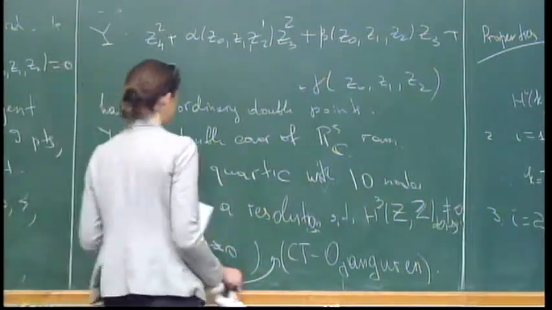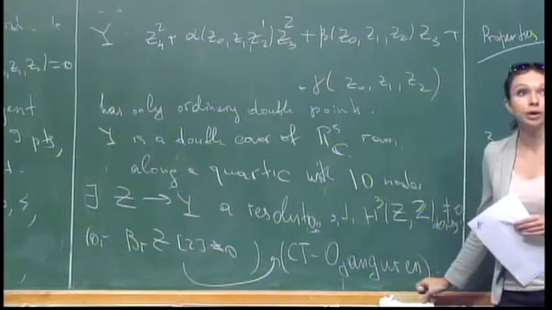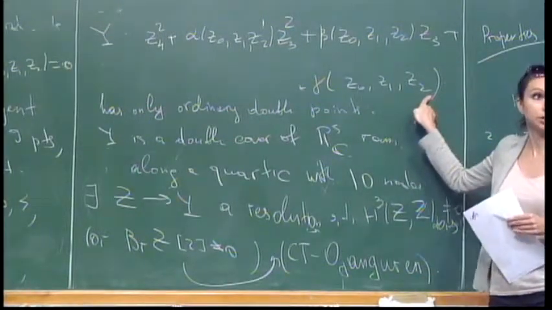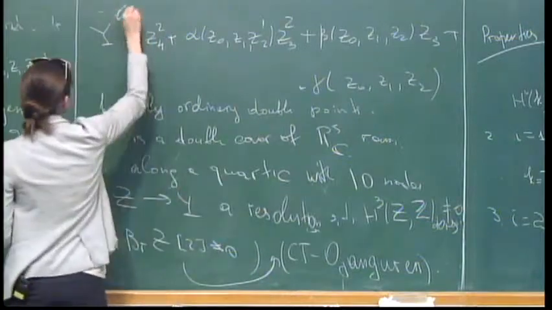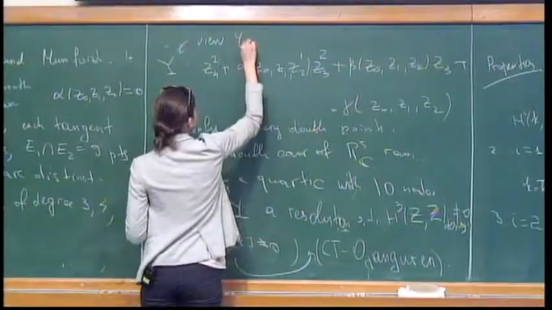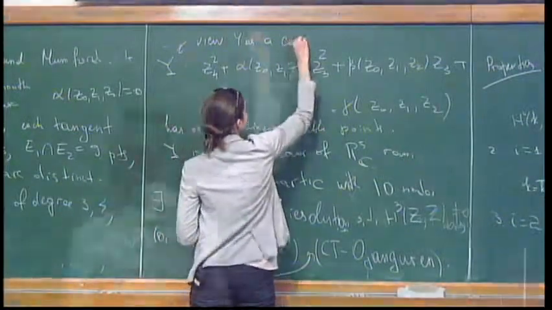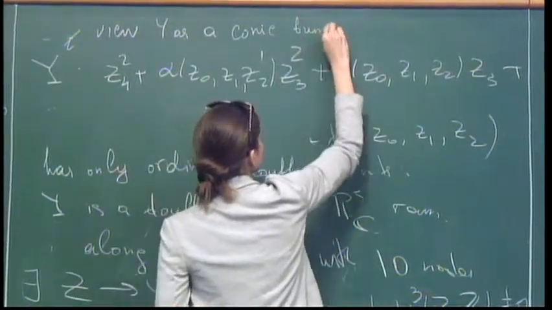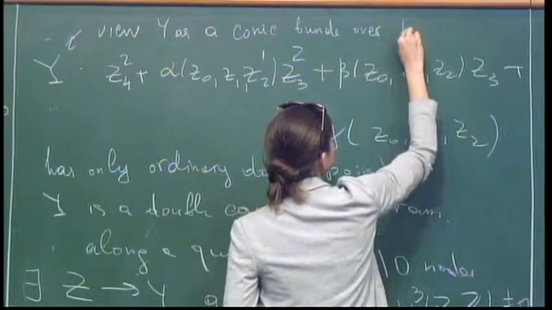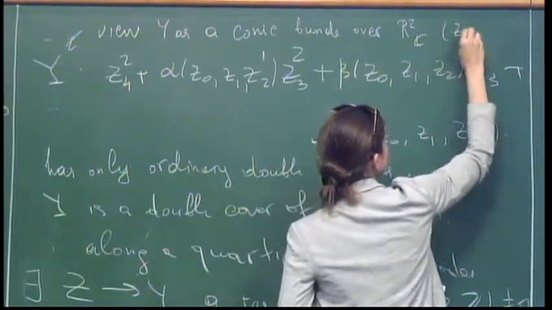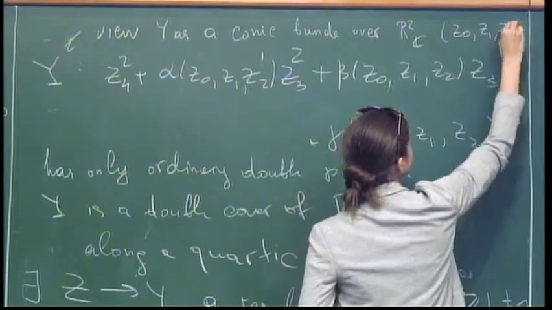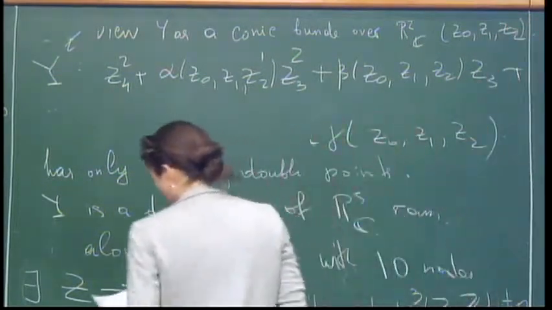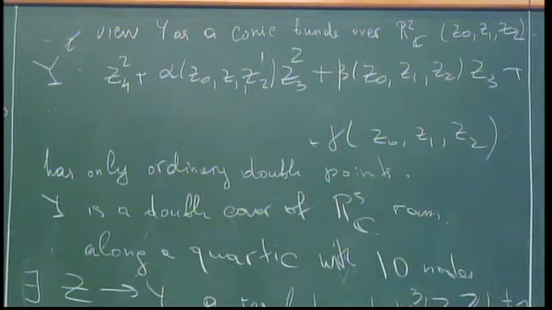Also, you can view this variety Y as a conic bundle, just by projection to these coordinates, over P2 with these coordinates. Okay, so let me give you the second family of varieties with non-trivial invariants. These will also be covers, but slightly different ones.